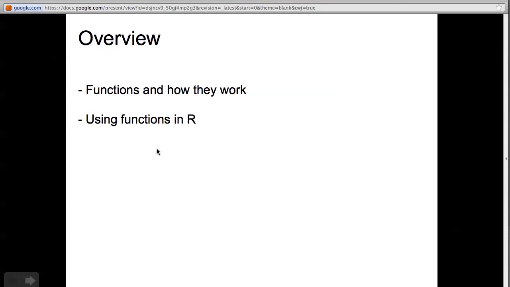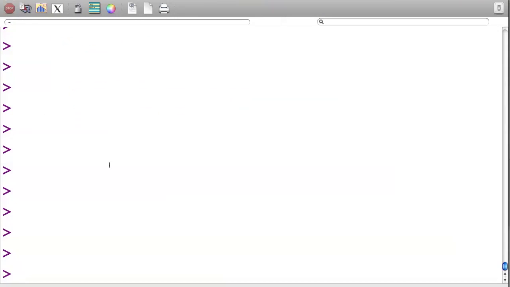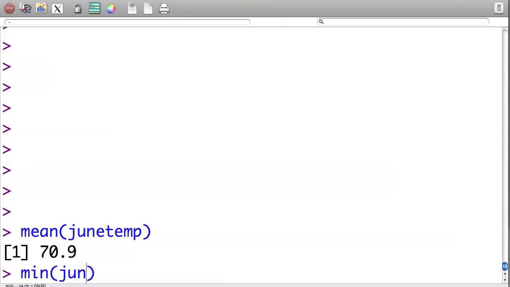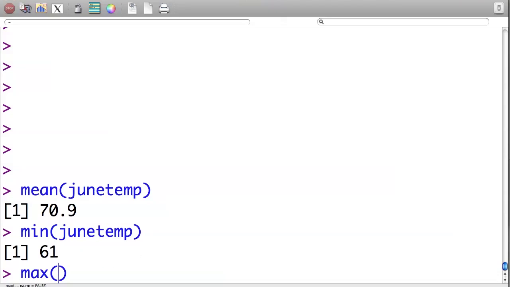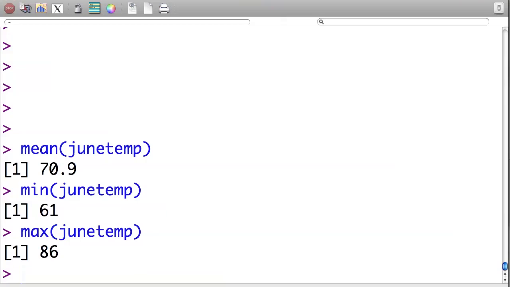In this video, we'll introduce you to functions and how to use functions in R. We've already seen some functions, such as the mean function to find the average temperature in June. We've also used the min and max functions to find the lowest and highest temperature in June. Doing these by hand is quite difficult: for mean you have to add up all the numbers, and for the min function you have to sort through all the numbers to find the solution. Fortunately, R has some built-in functions for us to do these.